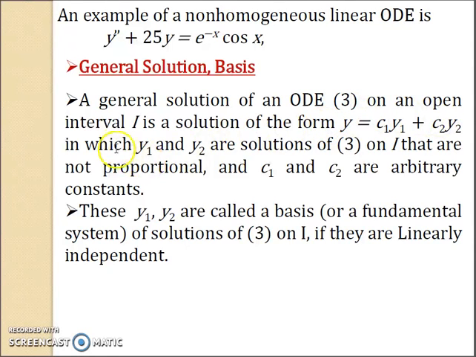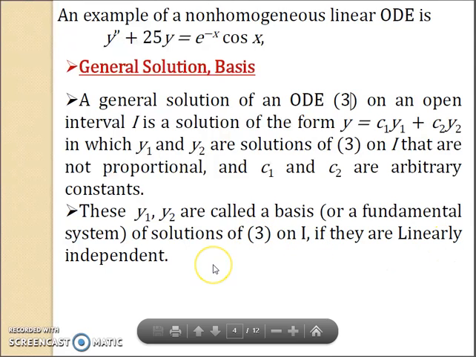Here y1 and y2 are solutions of 3 on I and they are not proportional, and c1 and c2 are arbitrary constants. Since y1 and y2 are not proportional, it means that they are linearly independent. So y1 and y2 are called a basis of the solutions of 3 on I if they are linearly independent.